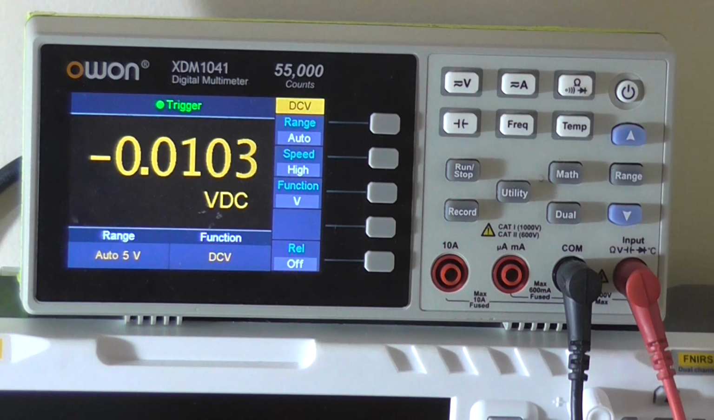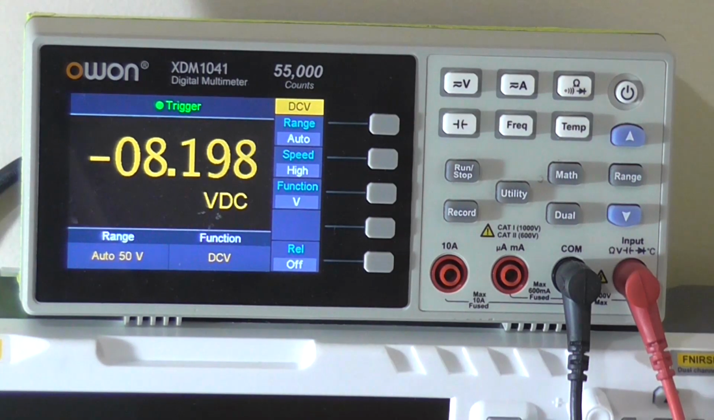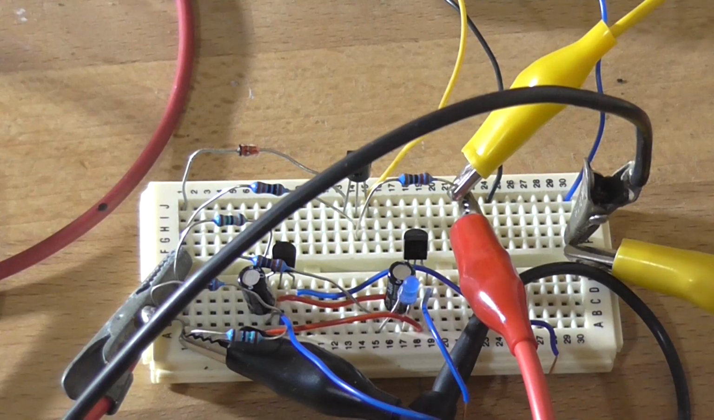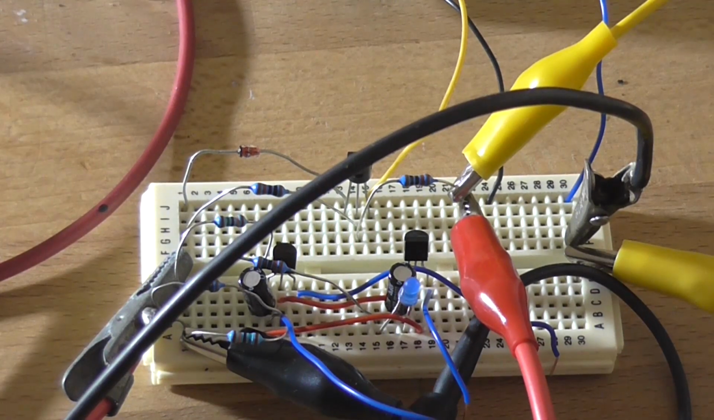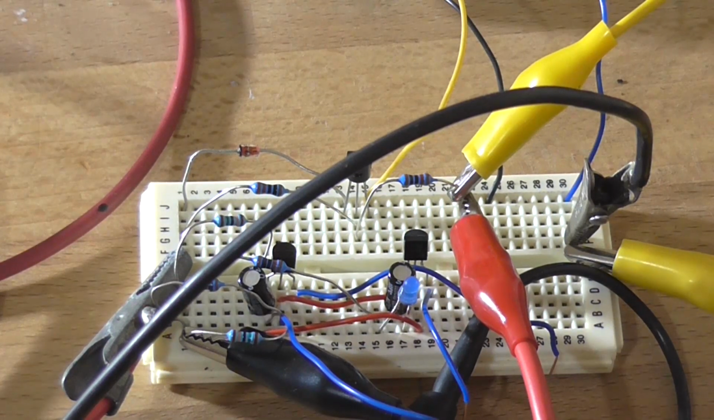And absolutely nothing happened, probably because these leads are screwed. There we go. Oh, it's only minus 0.2 volts, which is not right. In the case of this circuit, I'm using a 5.1 volt Zener diode instead of the 7.5 presented, so I should be getting an output of 12, but I'm not.